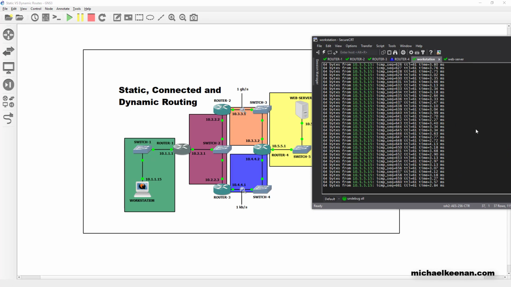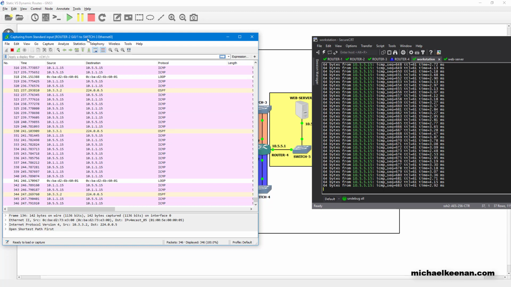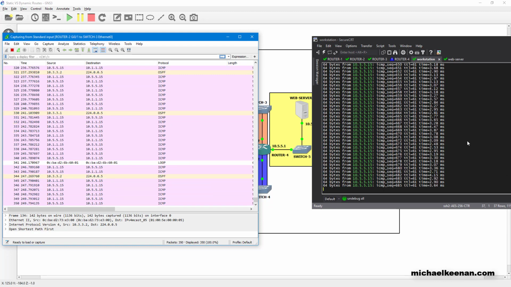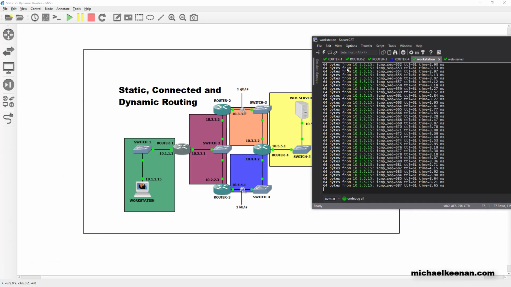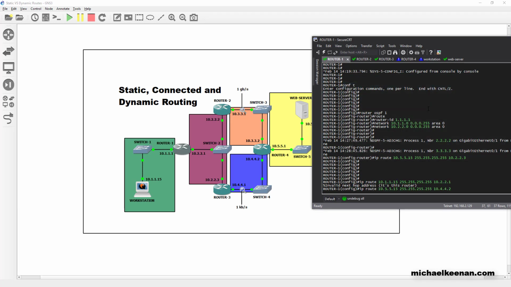Now let's see, workstation 1. So it's still going that direction. The reason for that is because we have not yet added routes for the round trip. You'll see that here. It's still going from router 2 to switch 3. So let's go to router 3 and add static routes here as well. Now we need to add static routes both directions.